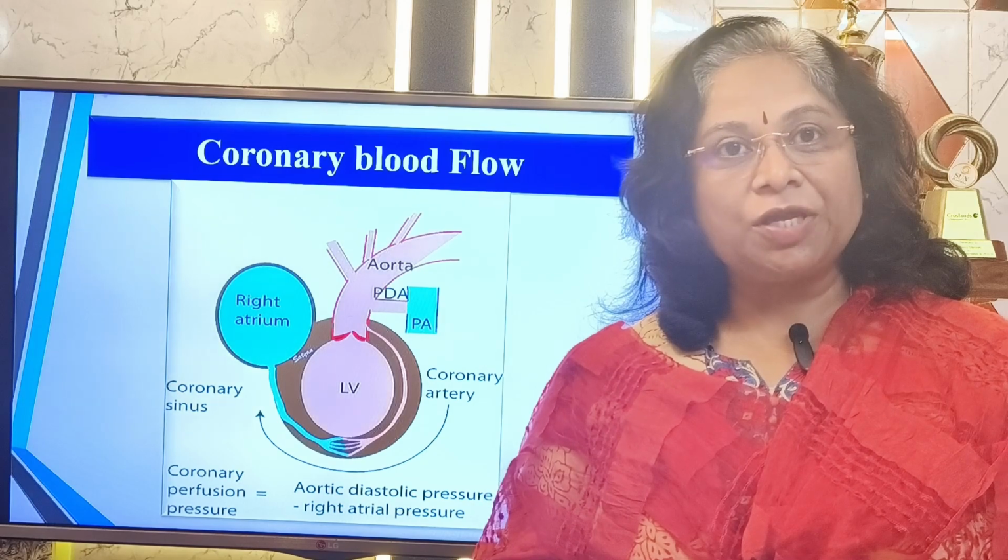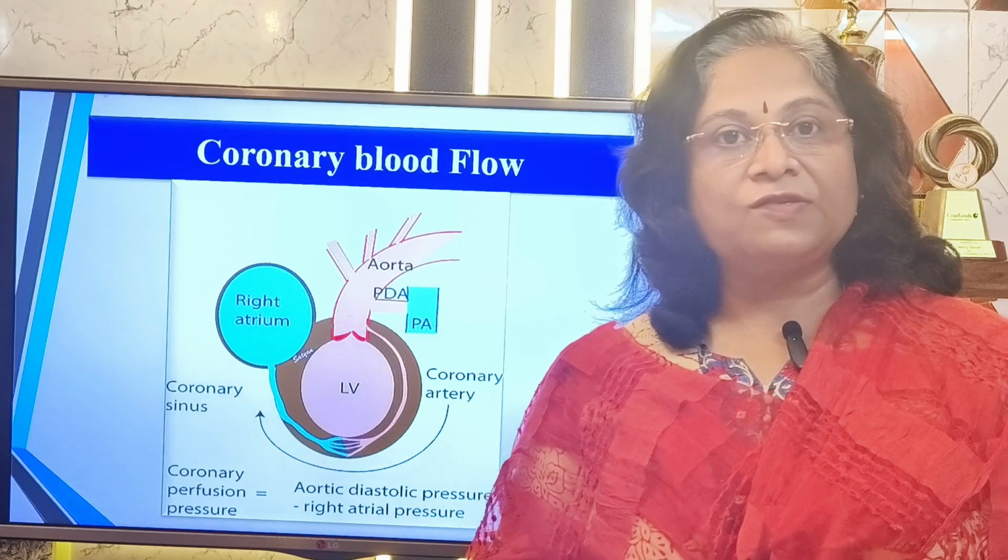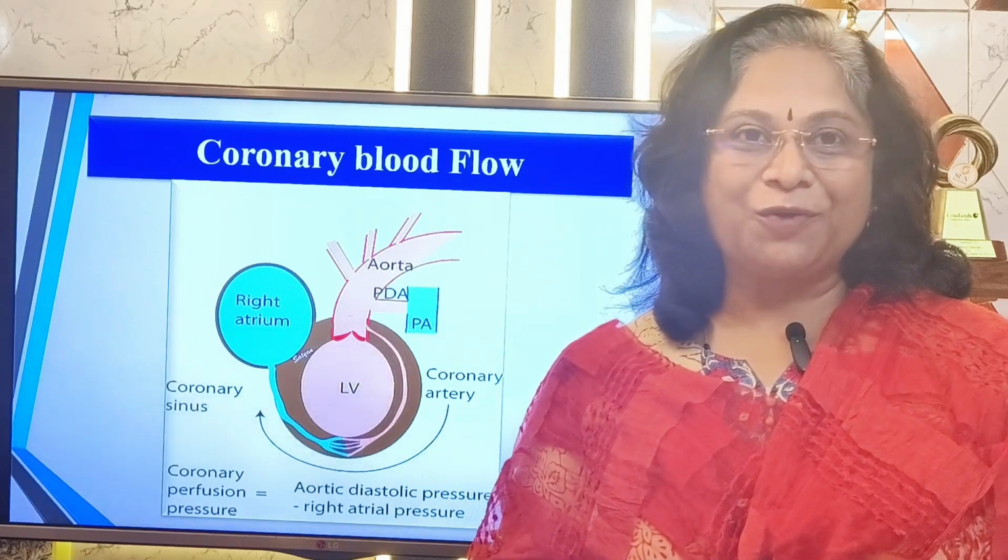So in my third session, we will now start with the drugs and the pharmacology of those drugs used for treatment of angina pectoris. Thank you.